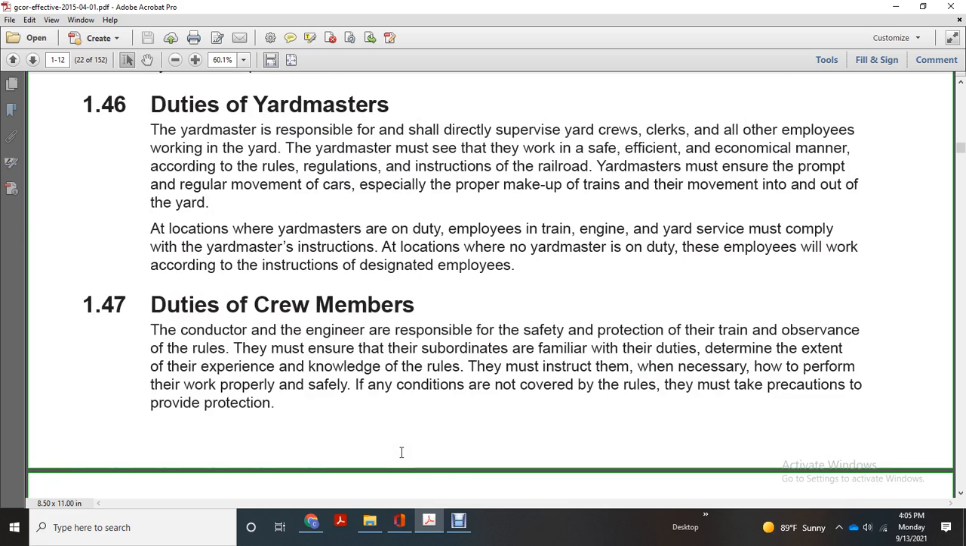The duties of the crew members. The conductor and engineer are responsible for the safety and protection of the train and the observance of the rules. They must ensure that subordinates are familiar with their duties, with the rules, and with the knowledge necessary to perform their work properly. In any conditions not covered by the rules, they must take every precaution to provide protection.